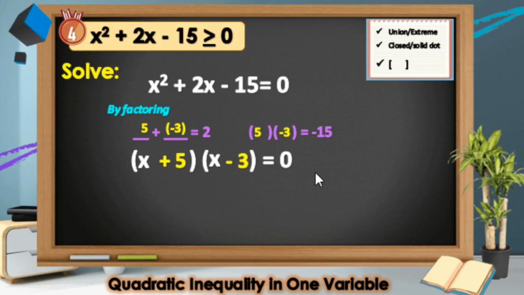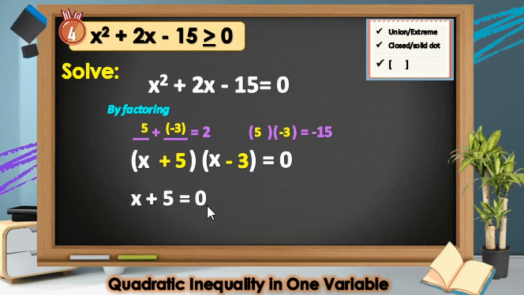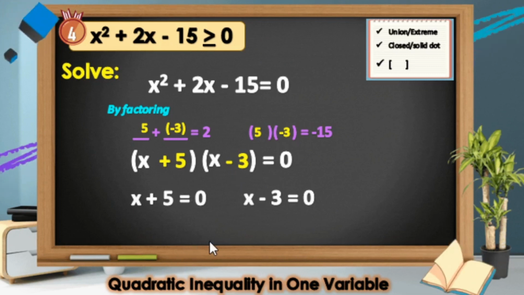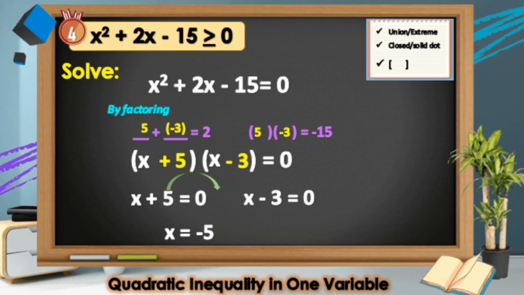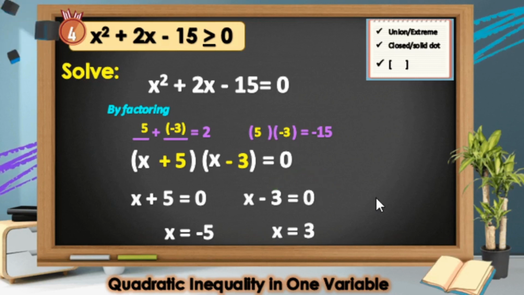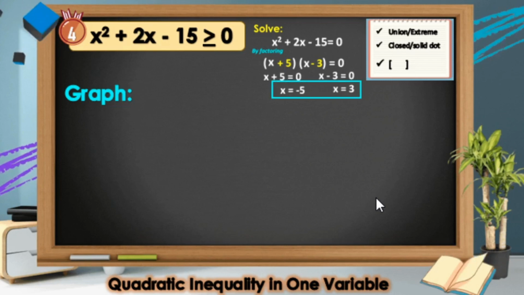And then we have to equate this equation into 0. So the zero product property, x plus 5 is equal to 0 para dito, and then x minus 3 is equal to 0 para dito, or pinaghiwalay natin. And then transpose natin si 5. So magkakaroon tayo ng x is equal to negative 5. And then dito naman sa kabila, magkakaroon tayo ng positive 3. So therefore, ang ipa-plot natin sa ating number line ay negative 5 and 3.